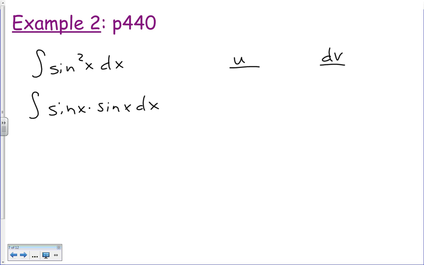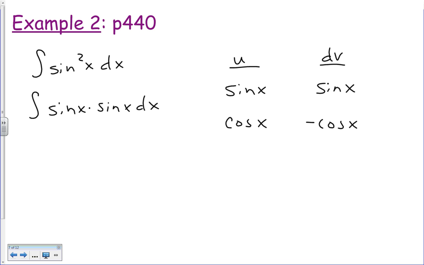We'll pick u and dv. I'm going to pick part of this, the sine of x for u, and the other part, sine of x for dv. Again, that first row that you write down, that product there has to be the original problem. Sine times sine gives me sine squared. That's what I start out with. Take the derivative of sine. Derivative of sine is cosine, and the antiderivative over here of sine is a negative cosine.